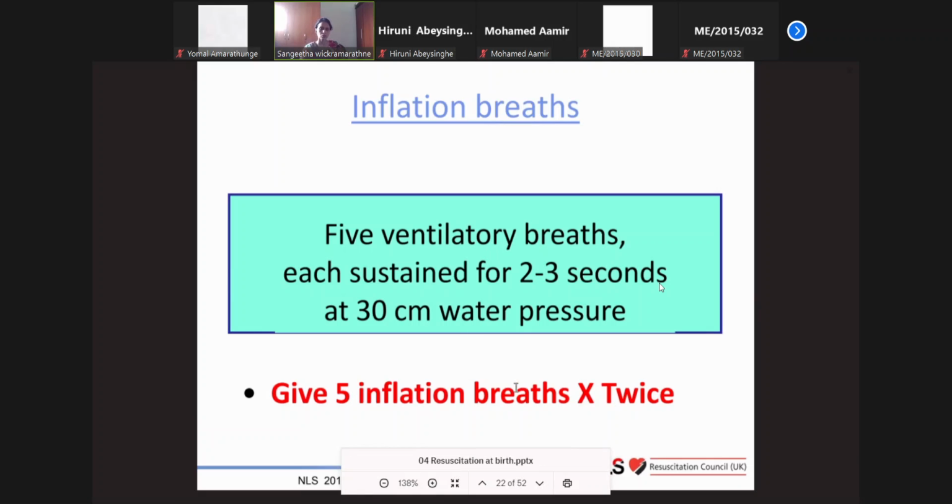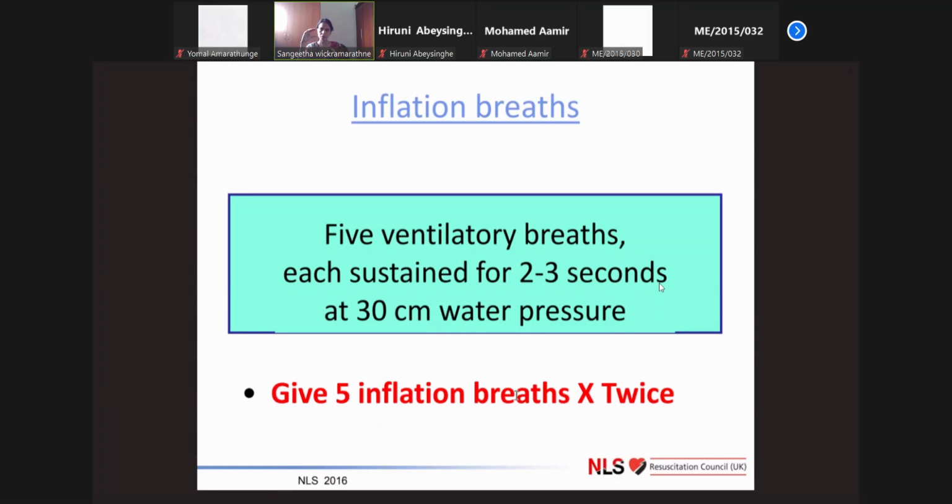So that's how you have to count it when you are giving it. We'll be practicing it during the session. But again, you have to give over 2 to 3 seconds. So you count it as 1, 2, 3, release. 2, 2, 3, release. 3, 2, 3, release. 4, 2, 3, release. 5, 2, 3, release. That's how you have to give the 5 inflation breaths.